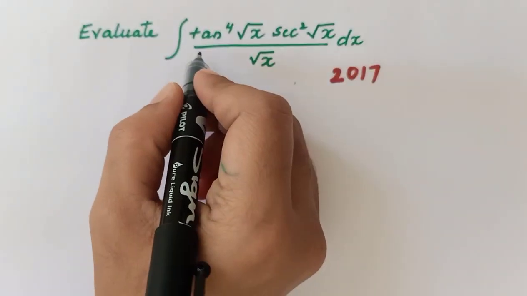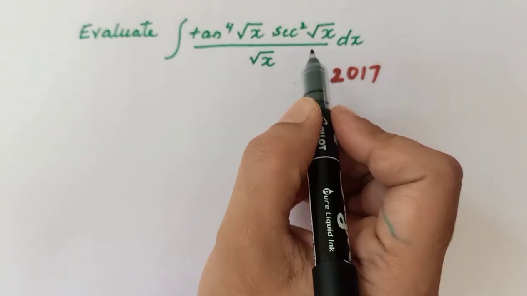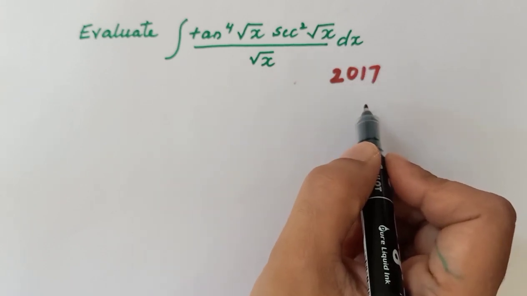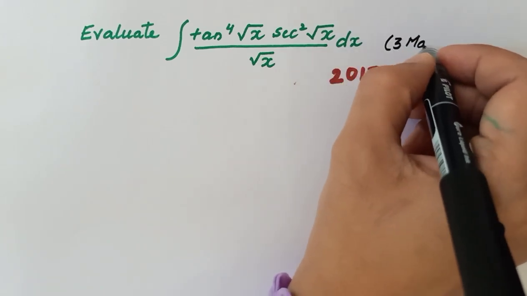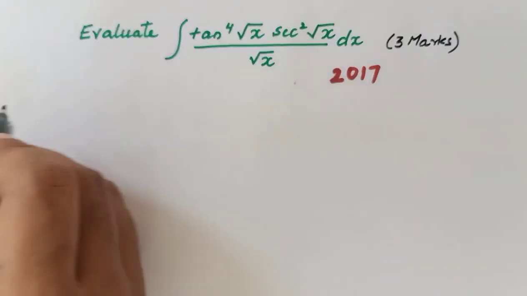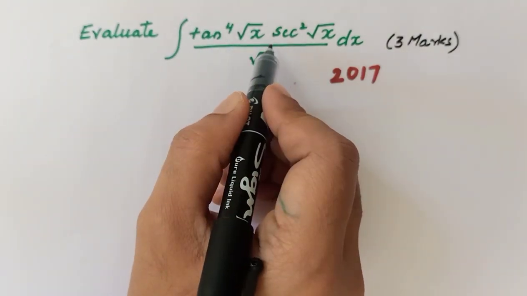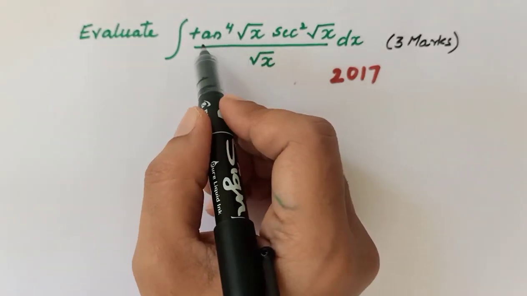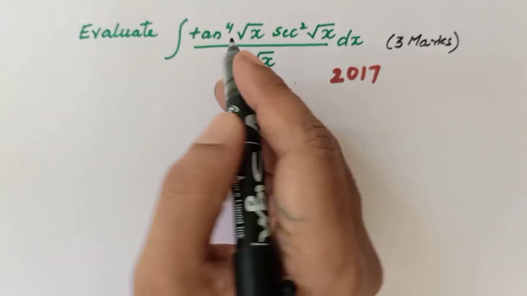So evaluate the integration of tan to the power of 4 root x, secant square root x by root x, into dx. And this question has appeared in the year 2017 for 3 marks, from the same topic, that is method of substitution. See here, is there any other method you can go for? No, you have to go for the substitution. See, by seeing this question only you will understand. If I differentiate tan, I will be getting secant square x. So with the help of that, I think you can guess.